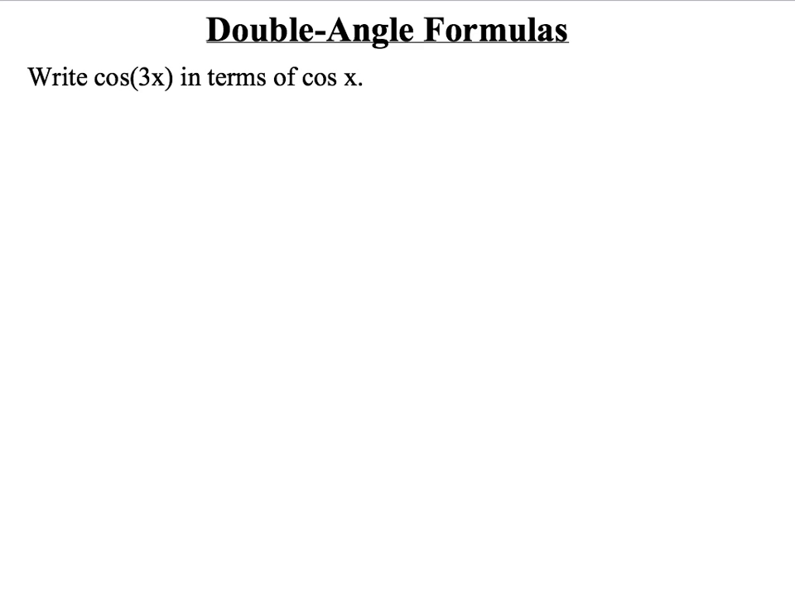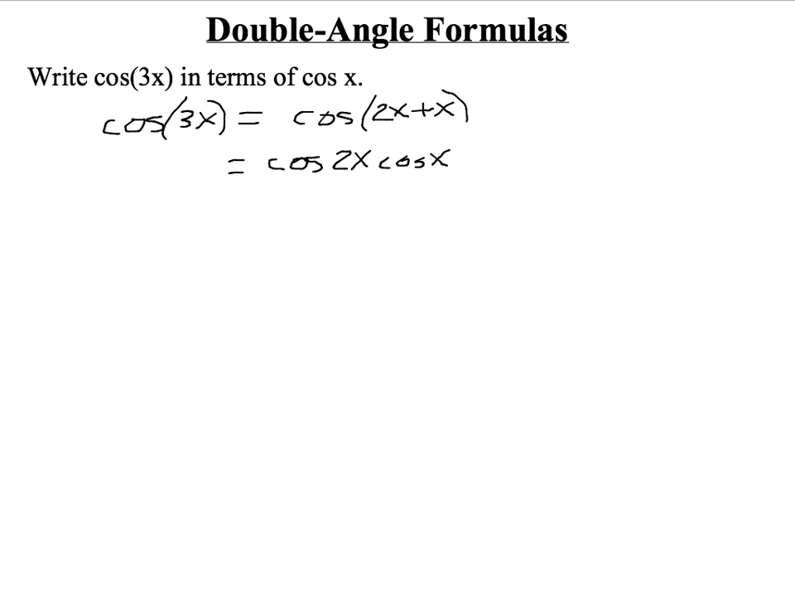Now we're expected to write cosine of 3x in terms of cosine of x. It doesn't seem like it would fit into our double angle formulas, but the first thing we need to do here is take this cosine of 3x and rewrite it as an addition so that we can use some of our identities. So first I'm going to rewrite this as cosine of 2x plus x, so that I can use my cosine addition rule, which says this is equal to the cosine of 2x times the cosine of x minus the sine of 2x times the sine of x.